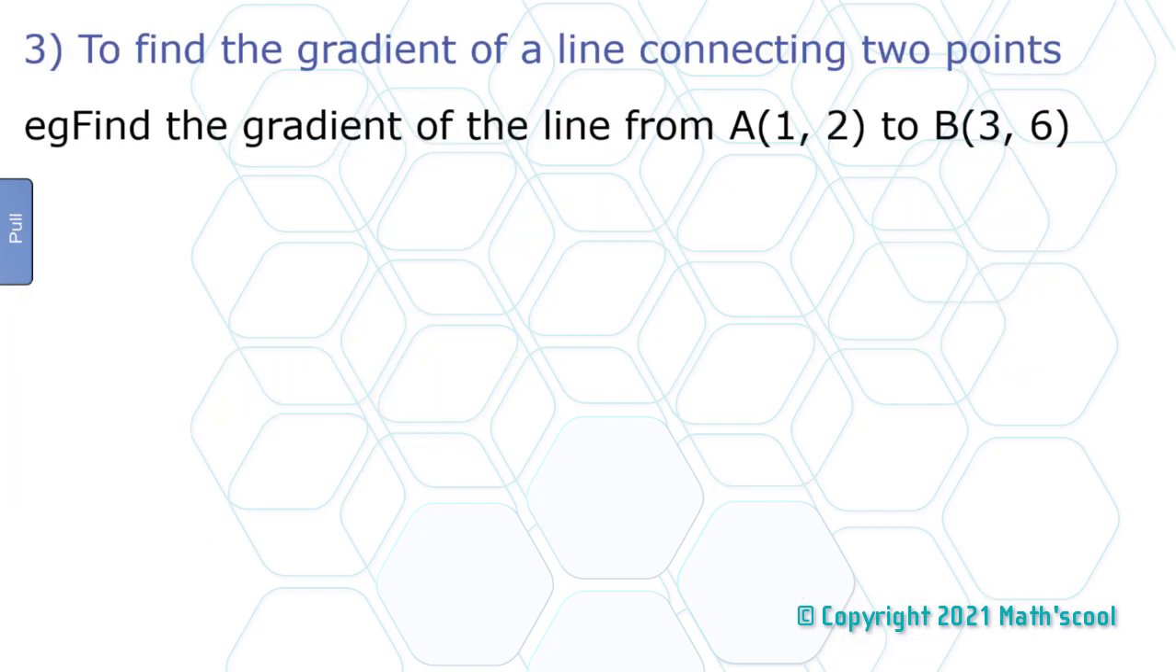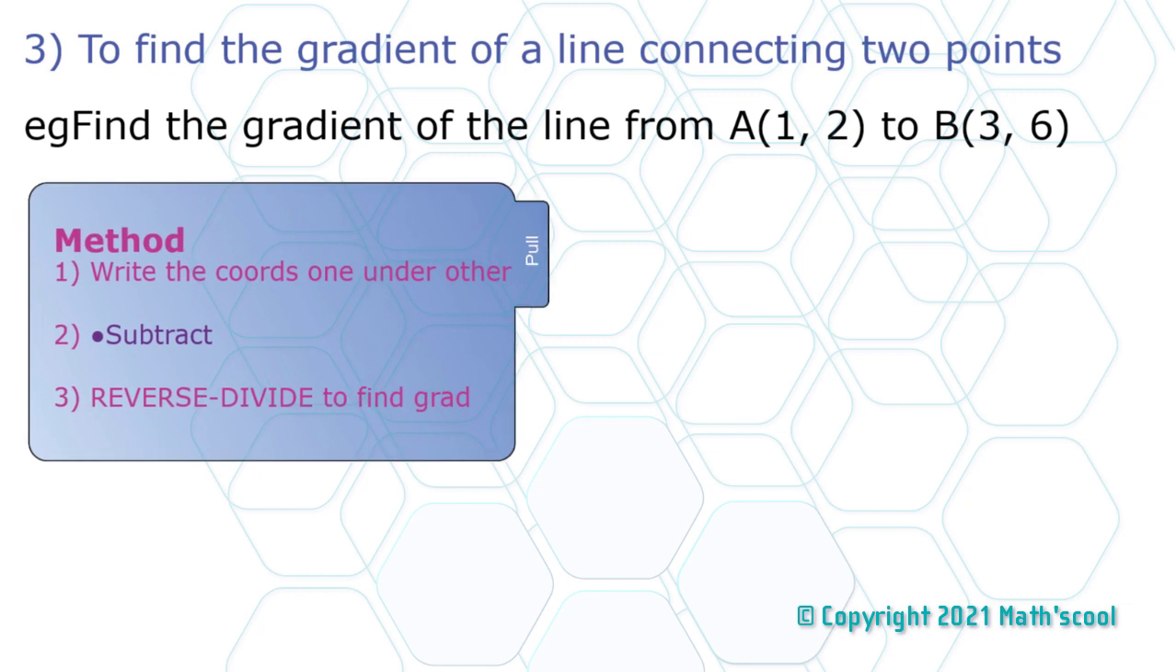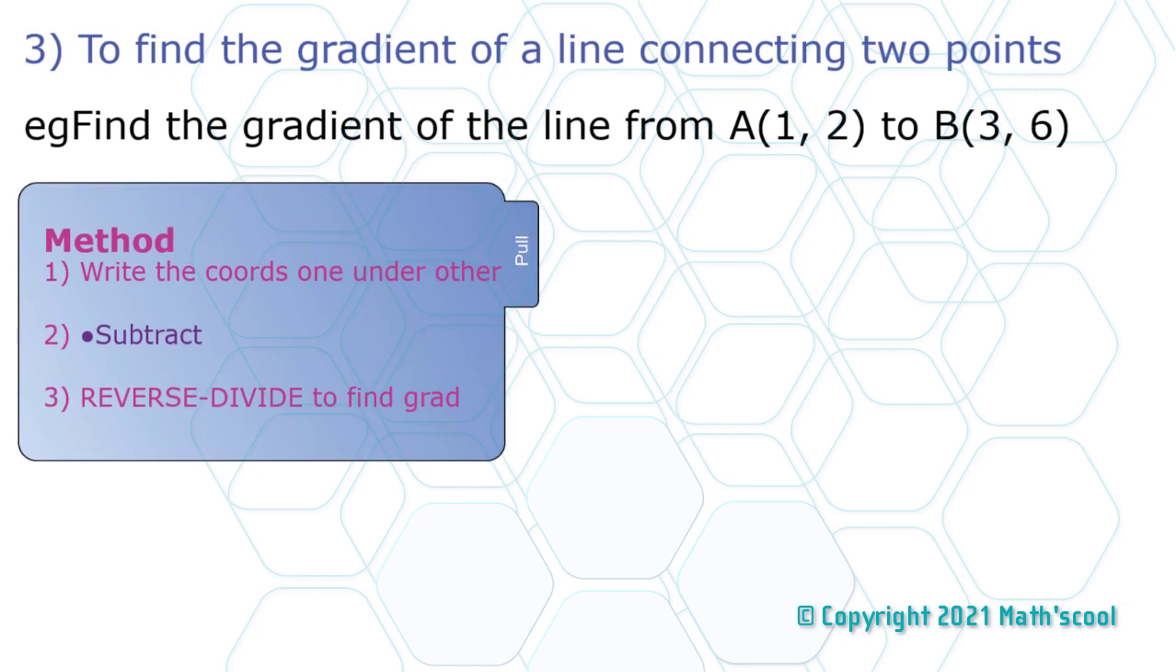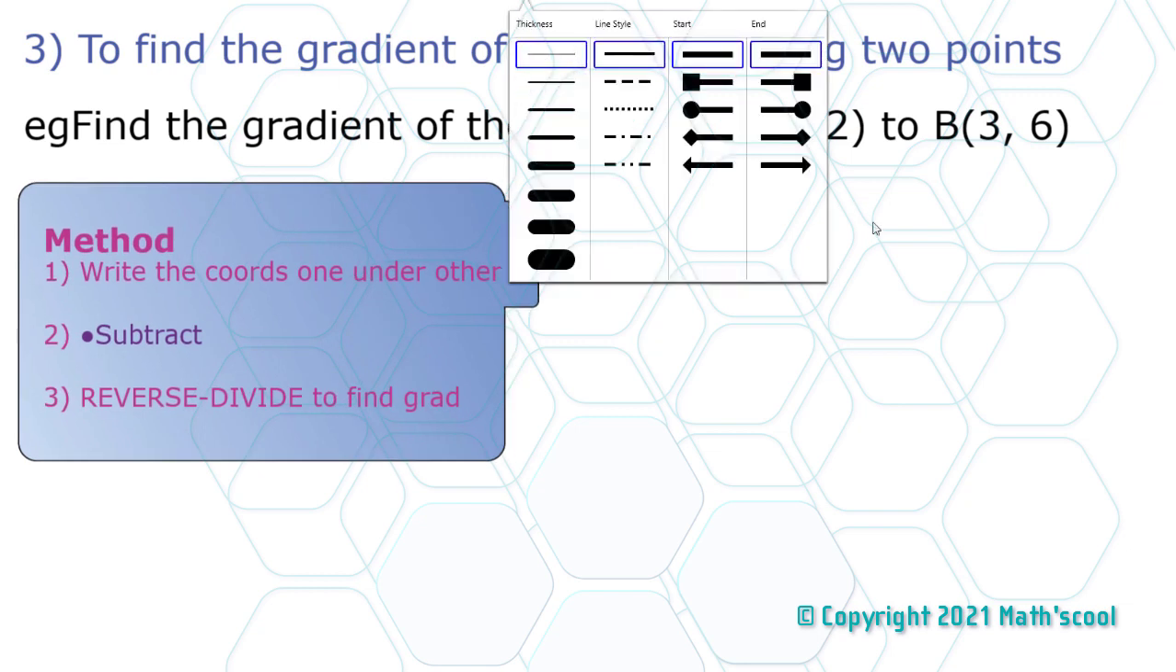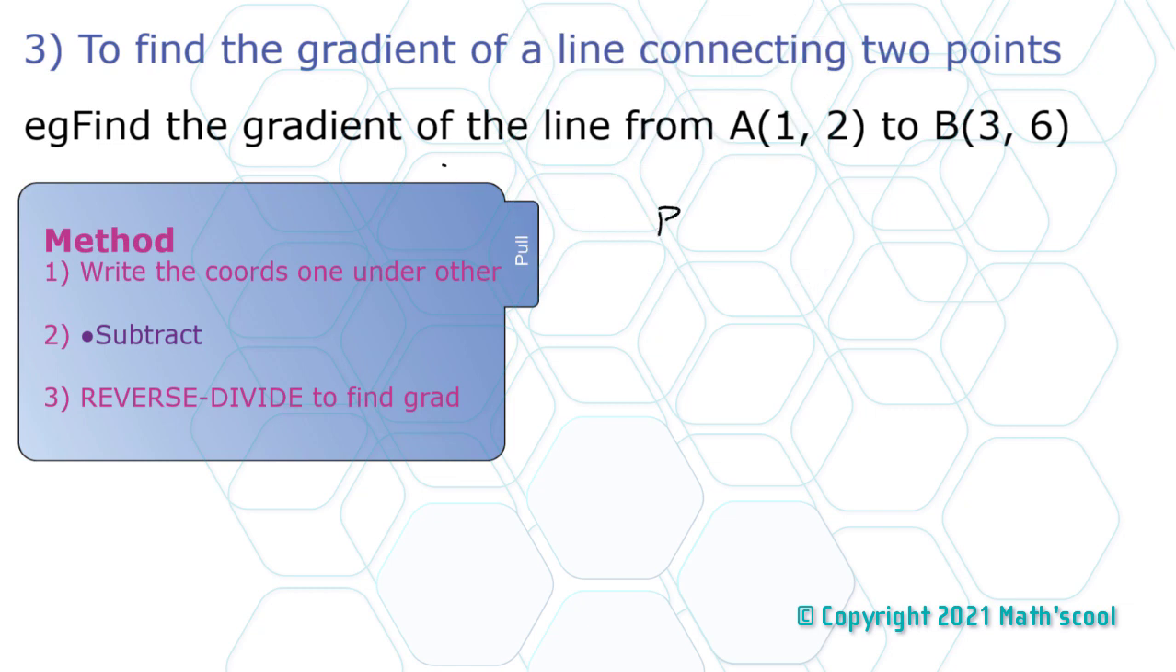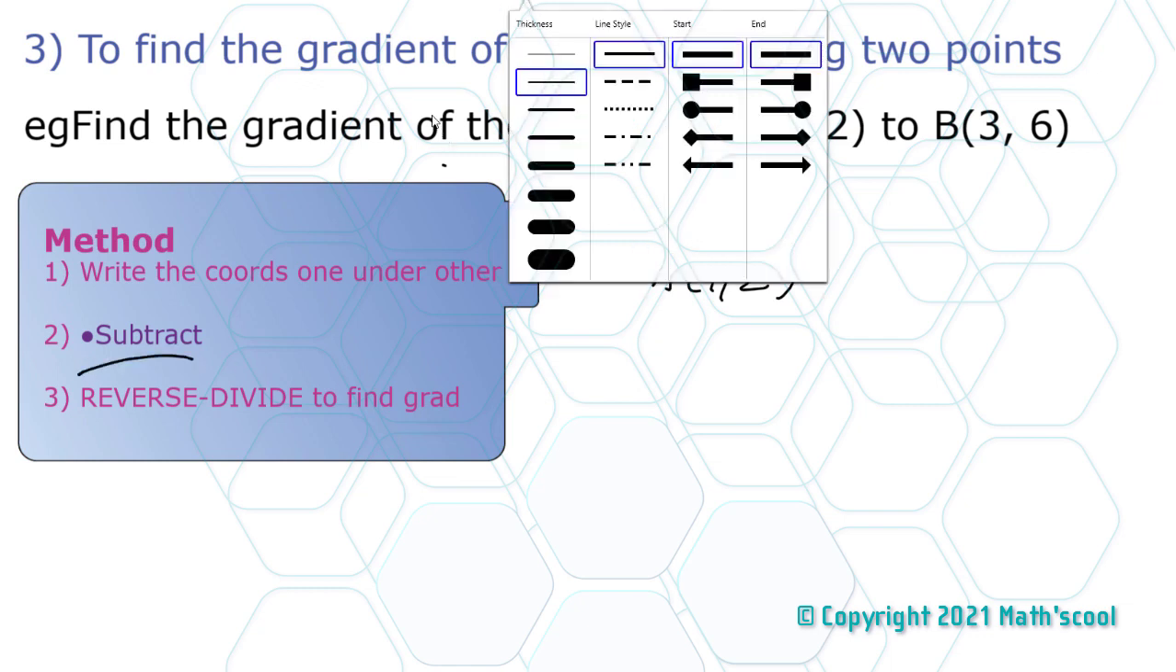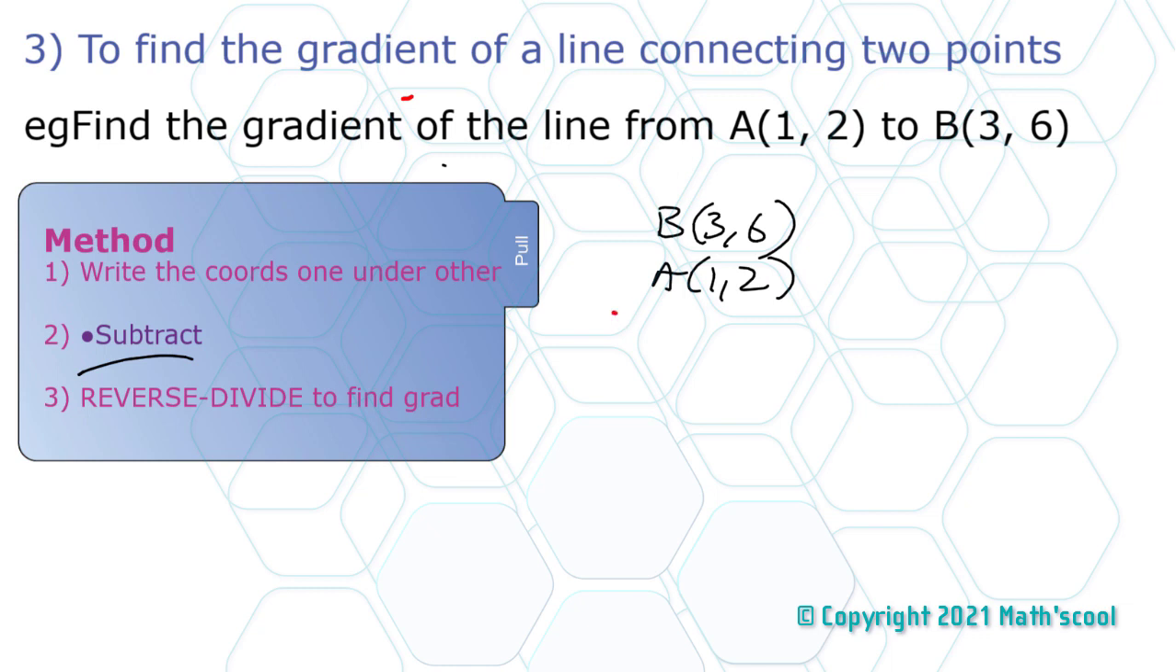Now it's asking us to find the gradient of a line connecting 2 points. Again, we have an efficient method for that. Write the coordinates one underneath each other, same as we did last time. So B is 3 comma 6, A is 1 comma 2. Subtract them, like we did when we were doing the length. That gives us 4, and that gives us 2.